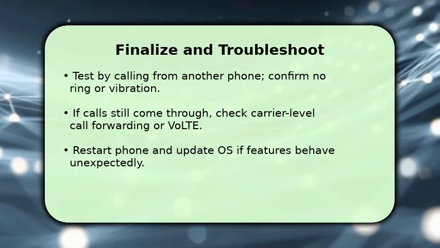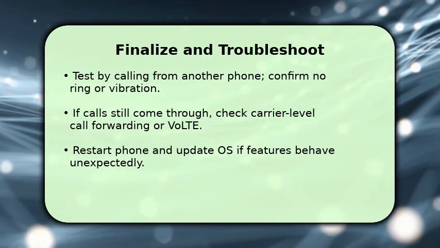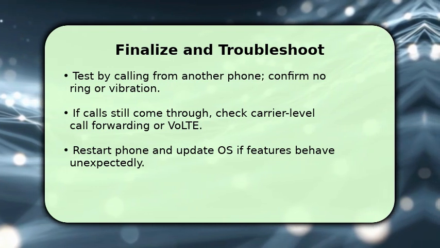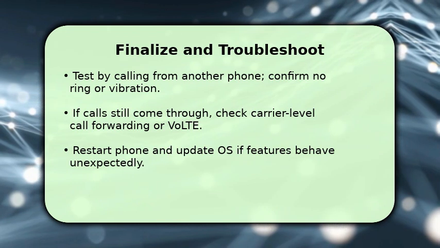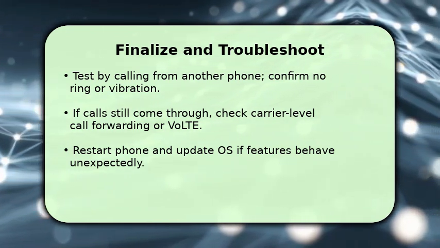To finish, test the setup. Call your number from a second phone and confirm there's no ring, vibration, or banner. If calls still arrive, make sure carrier services like call forwarding, Wi-Fi calling, or VoLTE LTE aren't overriding your settings. Contact the carrier to suspend inbound calls if needed.